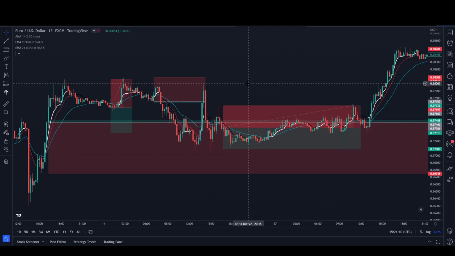So let's do the backtest, see how this performs over the long term, and I'll see you back for the results.